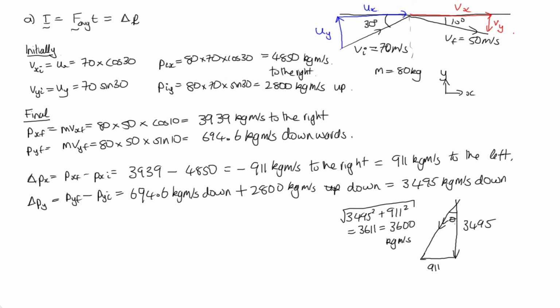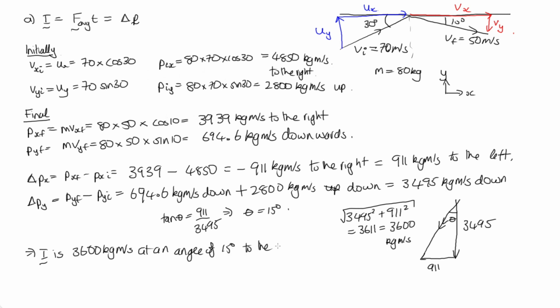And then because it's a vector, we're going to want a direction, so we'll need to work out what this theta is. So to get that theta, we can say, well, tan theta is equal to opposite, which is 911, over adjacent, which is 3,495. So taking the inverse tan of this tells us that theta is equal to 15 degrees. So this tells us that our impulse is 3,600 kilogram meters per second at an angle of 15 degrees to the left of vertically down.